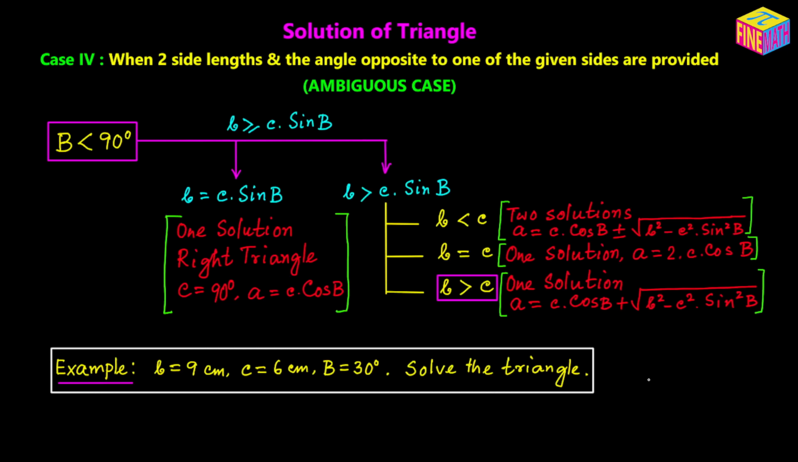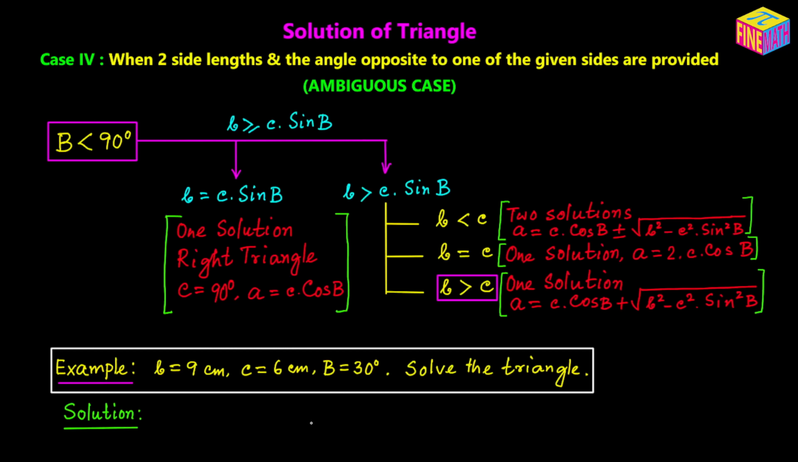And here in our example we are talking about a triangle where the side length b has been provided as 9 cm, side length c has been provided as 6 cm, and the angle B has been provided as 30 degrees. And we have to solve the triangle. That means we have to find the three other attributes: the side length a, the angle A, and angle C. So let's get started. Let's first calculate the side length a.